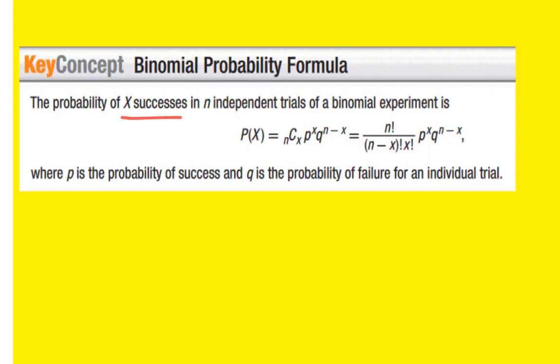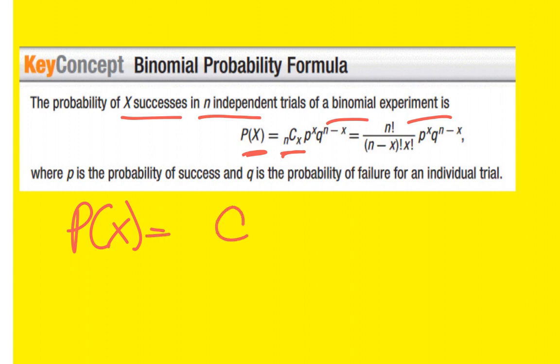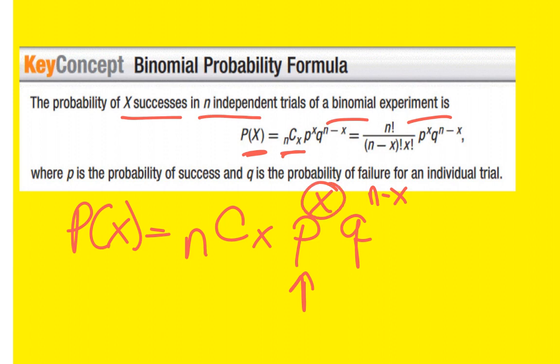So the probability of x successes in n independent trials of a binomial experiment is P(x) = nCx p^x q^(n-x). Now, you might be like, some of this stuff looks familiar. It's the combination of n trials with x successes, times the probability of a success to the power of the number of successes that we wanted, times the probability of a failure to the number of failures that we got. So this is success to the number of successes, failure to the number of failures. And this is a combination, your nCr button in your calculator, or you can do that by yourself without using the nCr button.